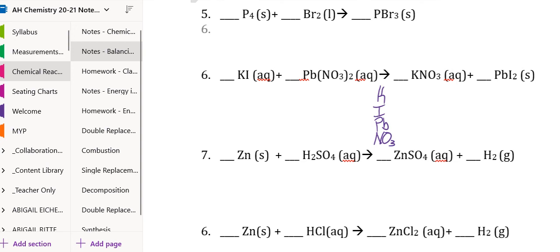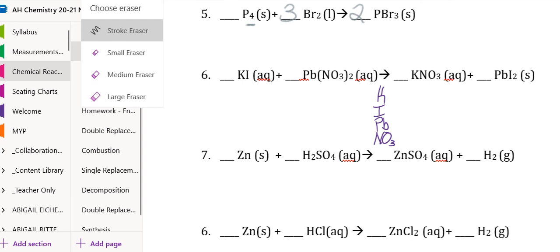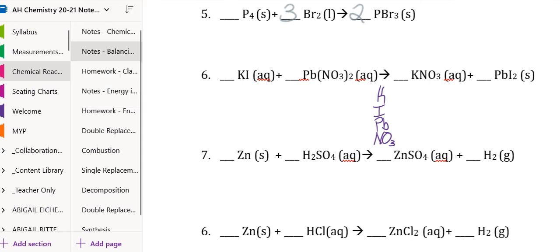So what do you multiply by 2 to get 6? 3. So I'm going to make this coefficient 3. And then I'm going to put a 2 in front of PBr3. Do we agree? You get to make that 2 a 4, because that's not going to work with the 4 phosphoruses. So if those don't work, try multiplying them by 2. So make the 2 a what? 4, and the 3 a 6.